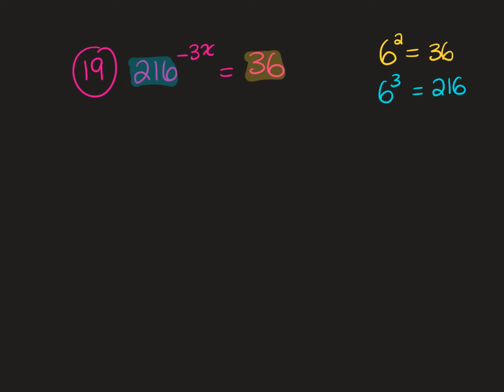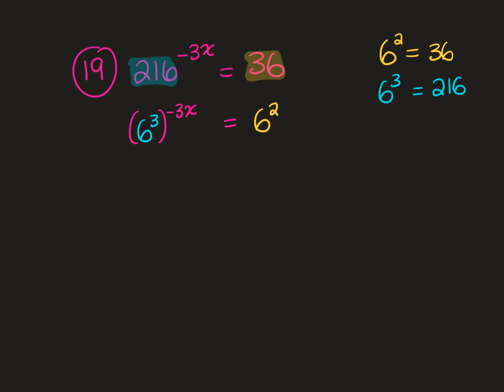So 6 squared is 36, and 6 cubed is 216. What I'm going to do is replace 216 with 6 cubed and 36 with 6 squared. Now here's the thing. Looking at your original equation, that 216, which I'm now writing as 6 cubed, is raised to the negative 3x power. It's important not to forget that because it'll throw everything off.